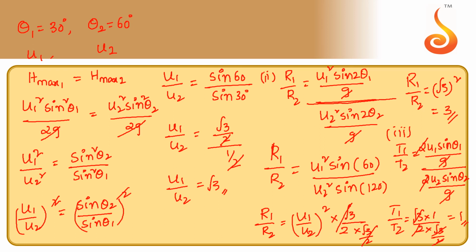Therefore, the ratio of the time of flights will be 1, the ratio of the ranges would be 3, and the ratio of the initial velocities of the projectiles would be root 3.